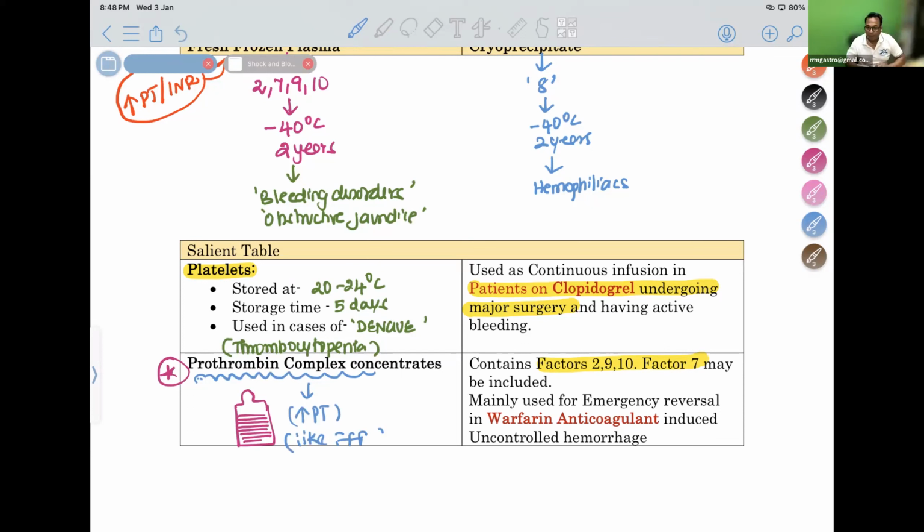It is used in emergency reversal in warfarin toxicity. Warfarin toxicity induced severe hemorrhage, I can use this prothrombin complex concentrates.